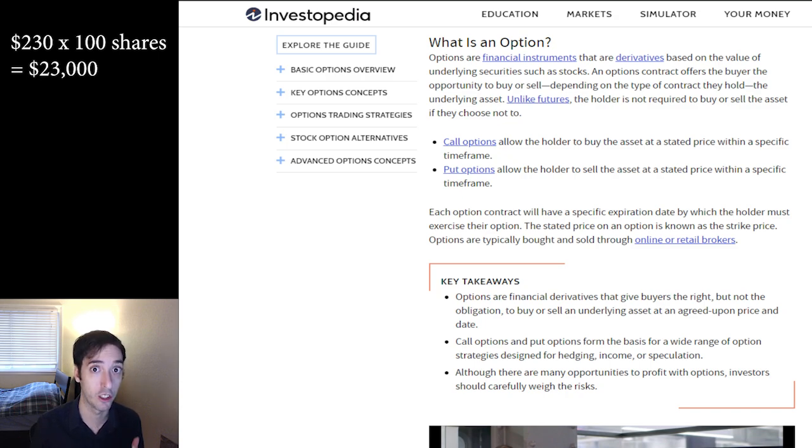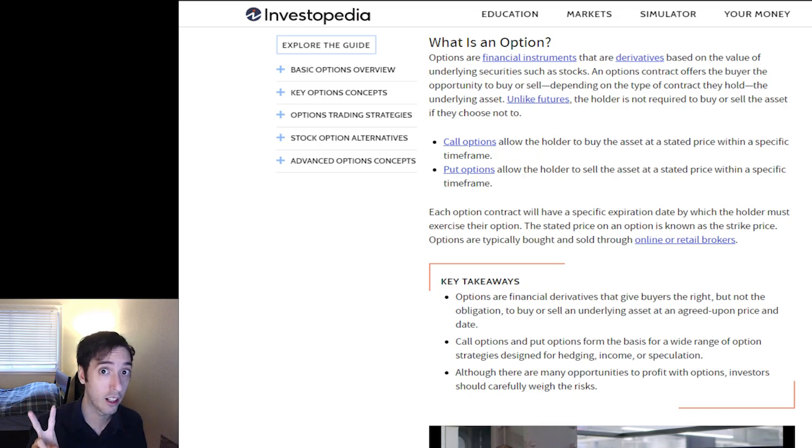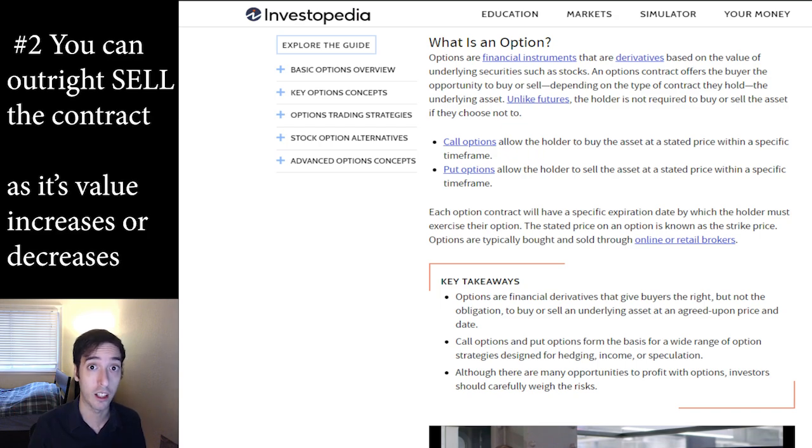The second thing you can do with a contract, you can sell the contract. So as the contract gains value, you can sell it. So you do not have to buy the 100 shares. You can buy the contract and then you can sell the contract and get rid of it. You can make money from selling that contract.